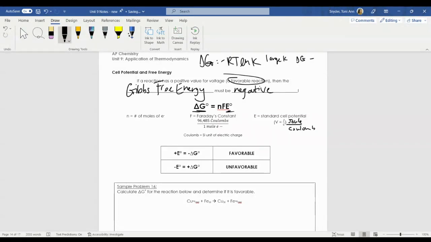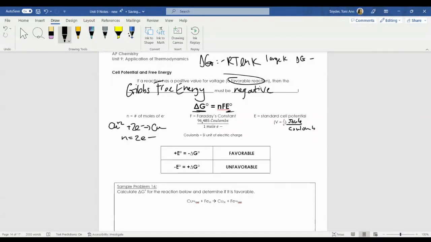N is the number of moles of electrons. For example, if I am looking at copper 2+, and I am adding 2 electrons to make elemental copper, N would be equal to 2 in this case, because there are 2 electrons being transferred in that process. F is a new constant, called Faraday's constant. This value is a little ridiculous, but it's 96,485. And like I said, you have to watch your units.